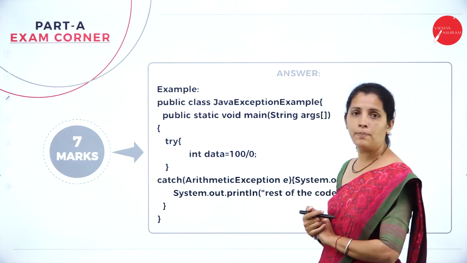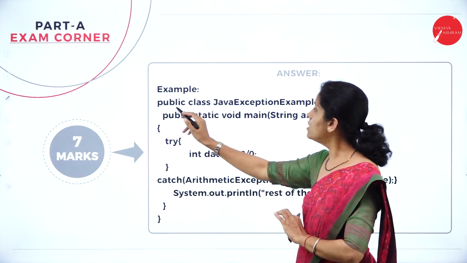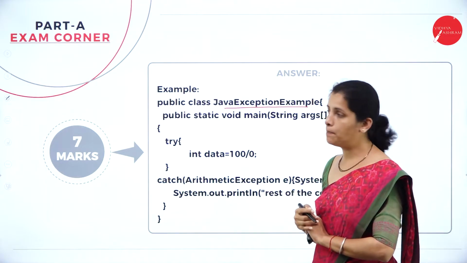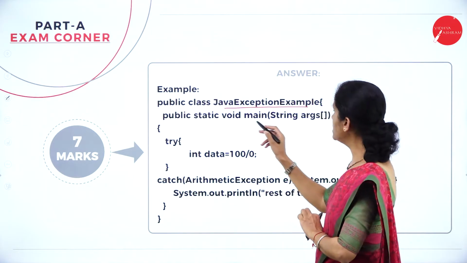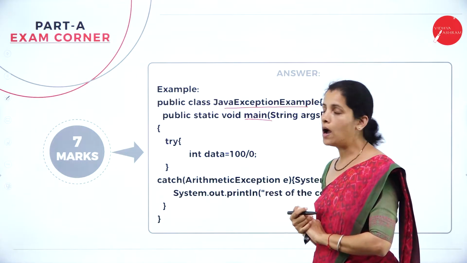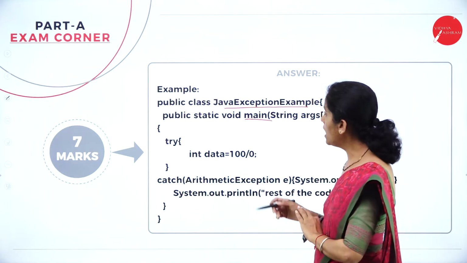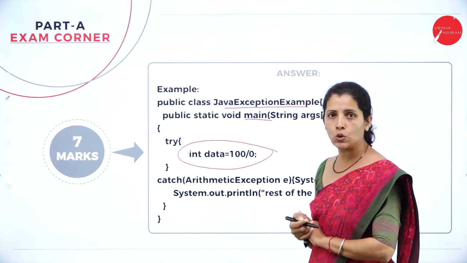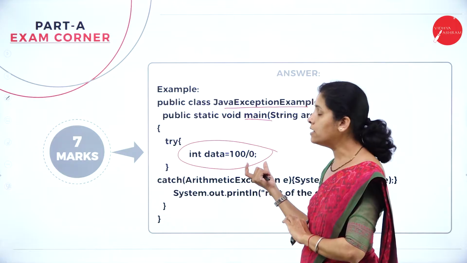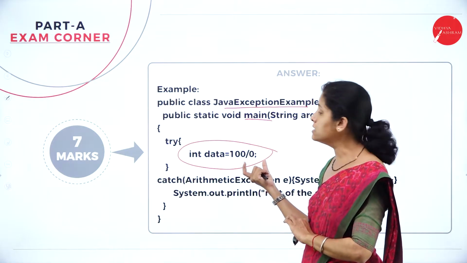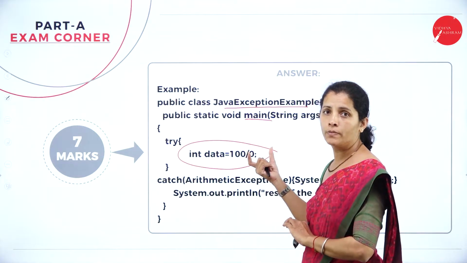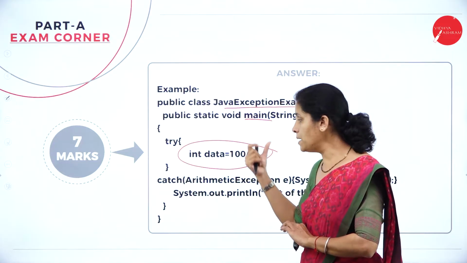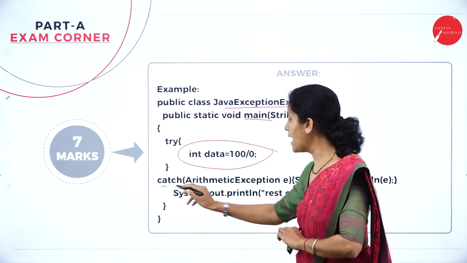Now this is the simple program I have. So what is my class name? That is JavaExceptionExample. In this I have the main method. Now I'm going to write the try block, and what is the statement? That is 100 divided by 0. And what kind of error is it going to generate? That is divide by 0. Okay, so this code is going to generate an error that can be caught by the catch block.